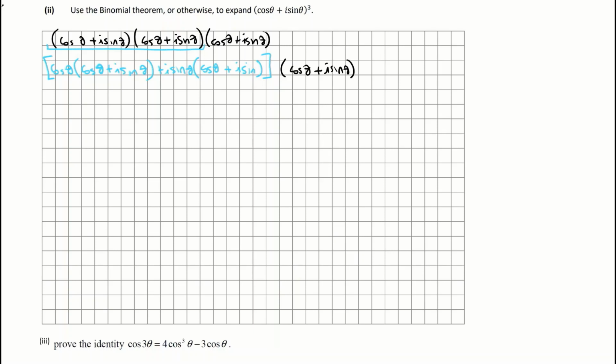So multiplying this out, I'm getting cos squared theta, because cos theta by cos theta is cos squared theta, plus cos theta by sine theta becomes sine theta cos theta, or in the other order. Multiplying in the second bracket, i sine theta by cos theta is giving me plus i sine theta cos theta, and then multiplying i sine theta by i sine theta would give me i squared for i by i, sine squared theta for sine theta by sine theta.